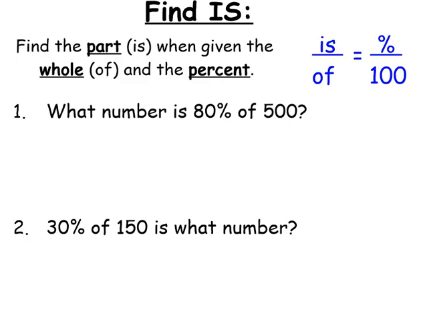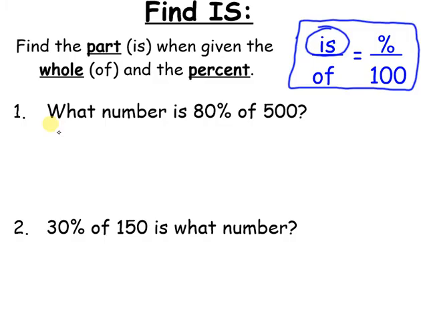Okay, we're going to use the same exact formula, but this time instead of missing the of, we're going to be missing the is. You're going to see that they're worded just a little bit differently, and you're also going to see that I'm going to annotate them the exact same way as I read them. So let's get started with the first one.